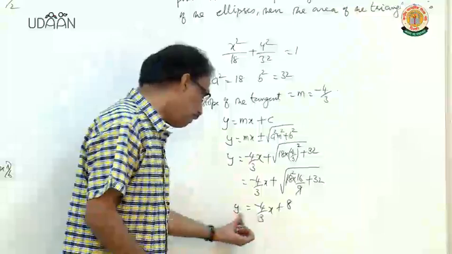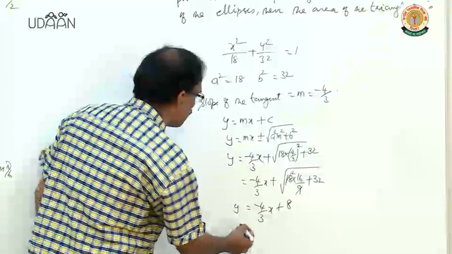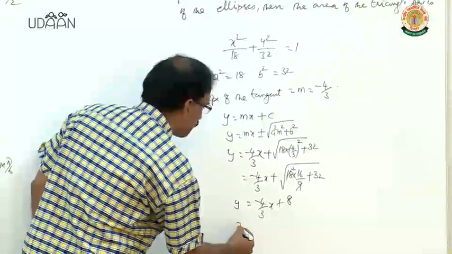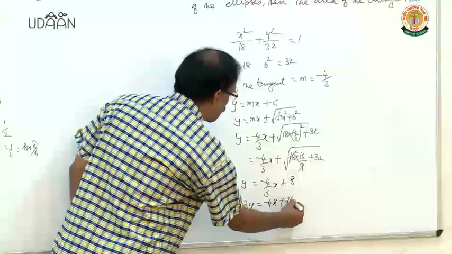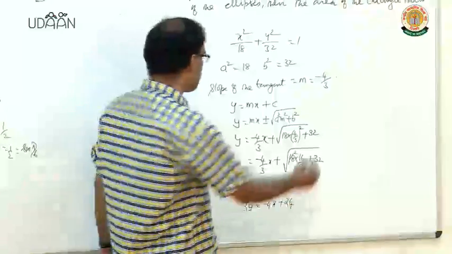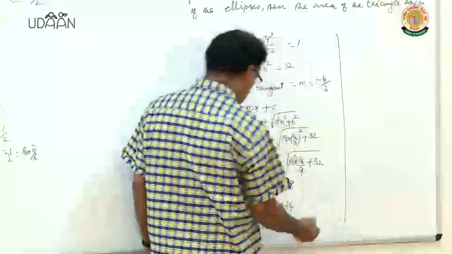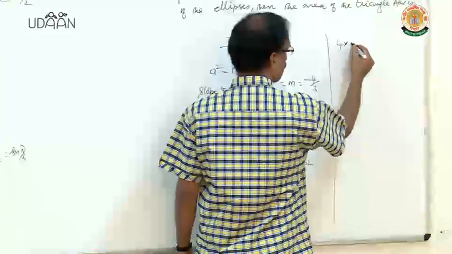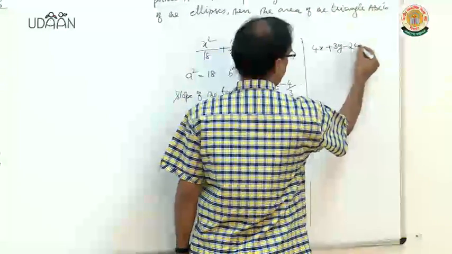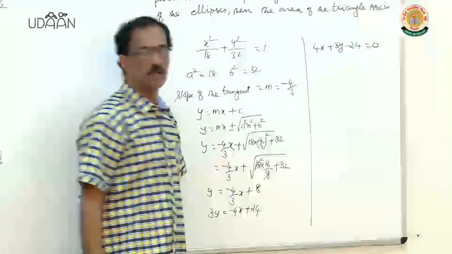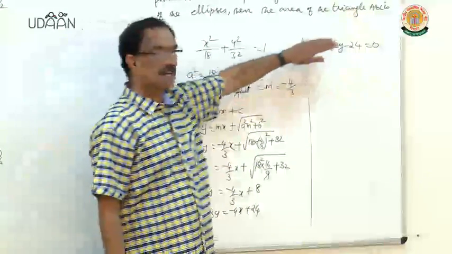Now, if you take the LCM, you will get 3y equals minus 4x plus 24. Or in other way, we can write this as 4x plus 3y minus 24 equal to 0. Now, this is the equation of the tangent.